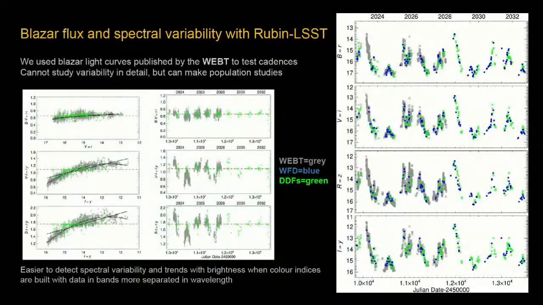And just to show you a result that we obtained, we used the WEBT light curves to investigate the sampling that we will get with Rubin LSST, both in the wide fast deep and the deep drilling fields. Although we cannot get such details as we get with the WEBT campaign, we will be able to follow the main features of the object variability, and also to follow the spectral variability, as long as the two filters that are coupled in the same night are well separated in wavelength.